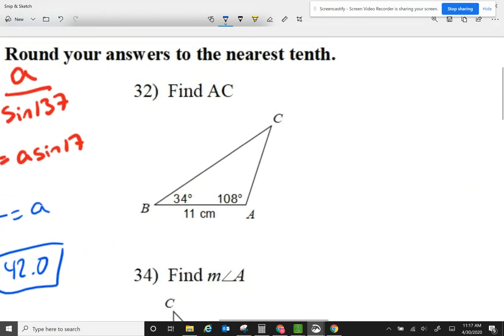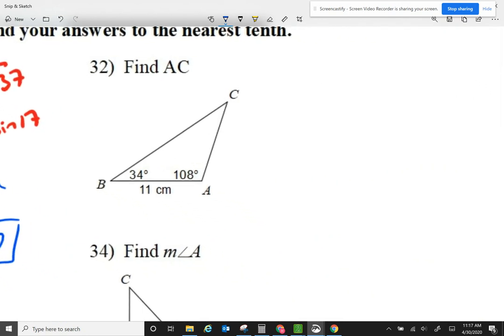Let's take a look at question number 32. I'm given two angles, 108 and 34. If I add the two angles, 108 plus 34, that's 142. Subtract that from 180, and I'm going to find out that the third angle is 38.